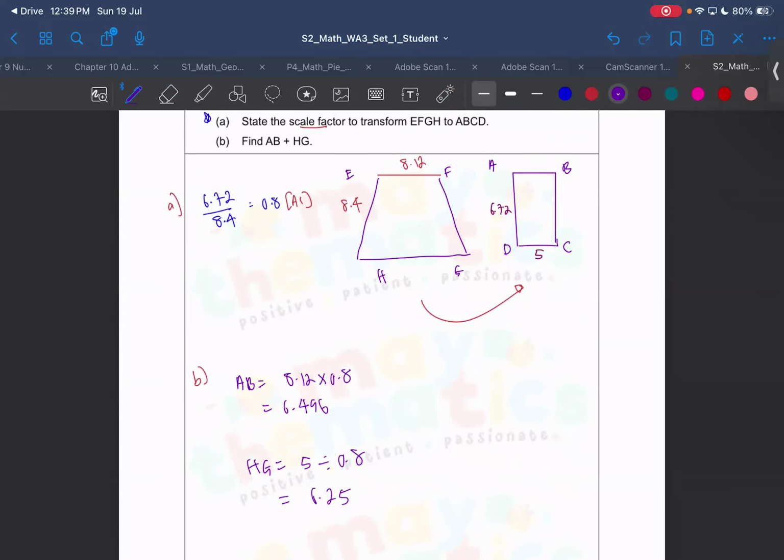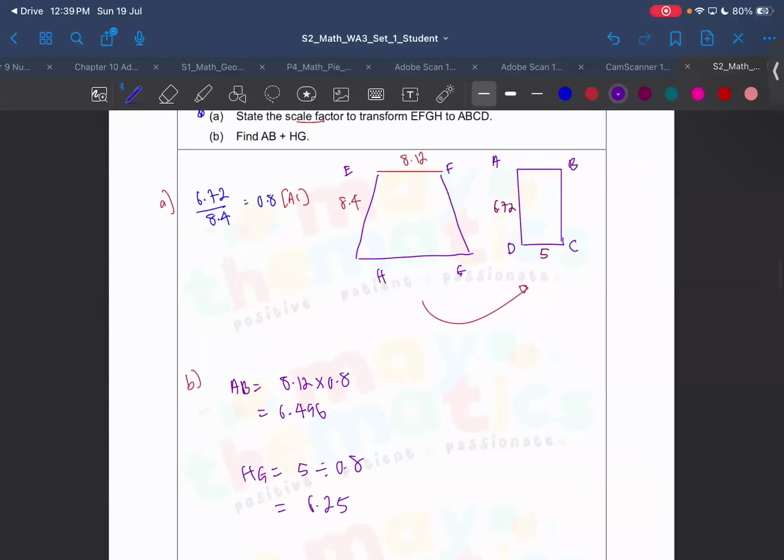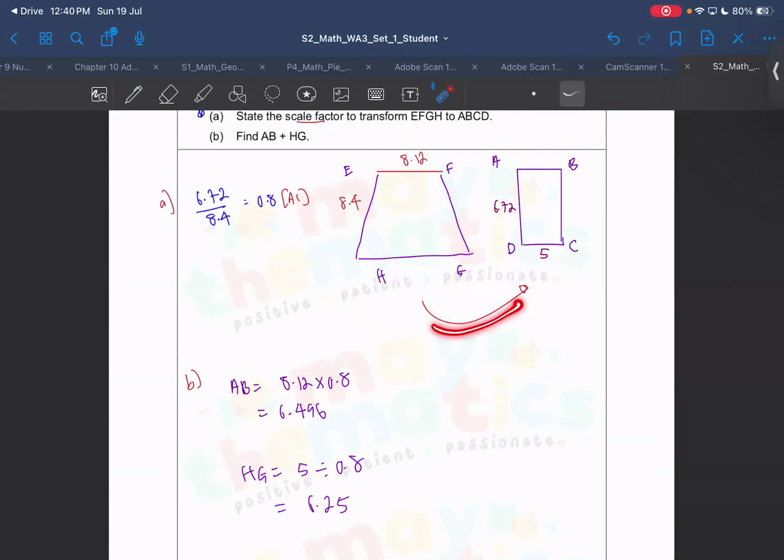6.25. Not times, because, okay, how to know when it is times and when it is divide? You look at the question. I am finding AB, so I'm borrowing this trapezium to go from here to here, which is aligning with my arrow. Can see? So I will follow times. But this question is asking for HG, so I'm going from here to here, the opposite direction. So I will divide the scale factor.